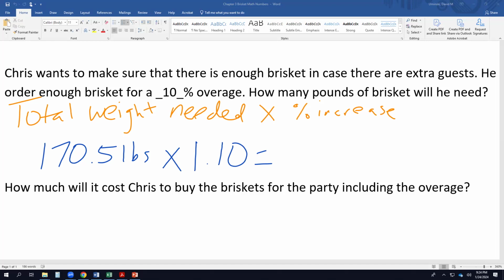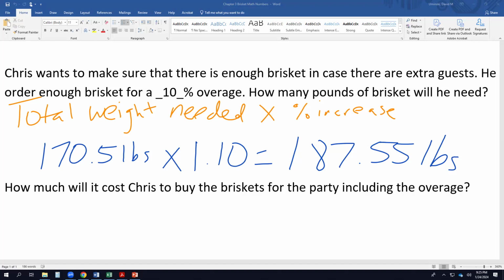So 170.5 times 1.1, 187.55 pounds. That's how much I need to order total in order to make sure I have enough. And the nice thing is that you can feed your staff, right? If there's extra brisket, they can eat brisket for the day. So you can feed the staff as well.